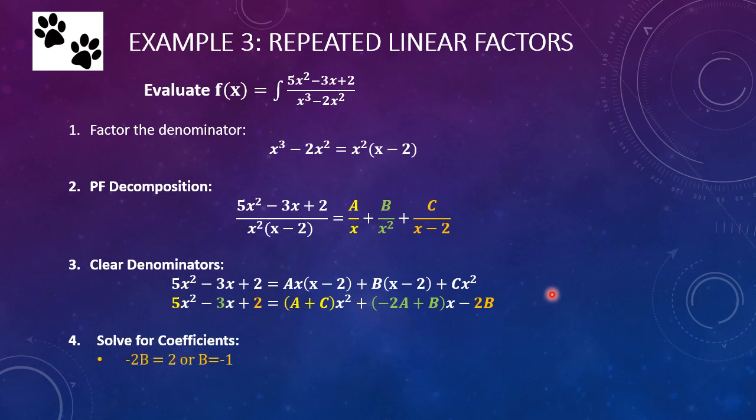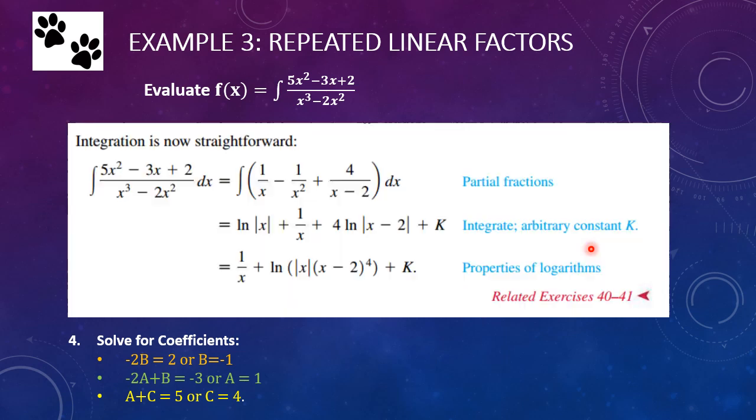So when we solve for these, we can start with b, and we can see that if negative 2b equals 2, then b equals negative 1. The middle term has b in it, so we can do that one next so that we can substitute the negative 1 in for b, and we get negative 2a minus 1 equals negative 3, or a equals 1 when we solve. And then finally, a plus c equals 5. If we sub in a equals 1, then of course c equals 4.